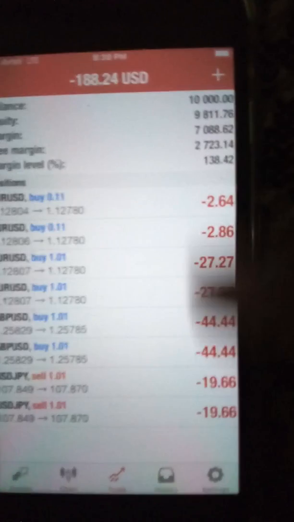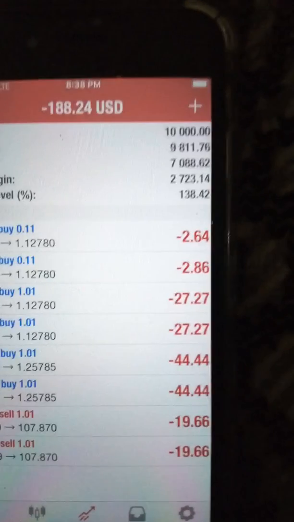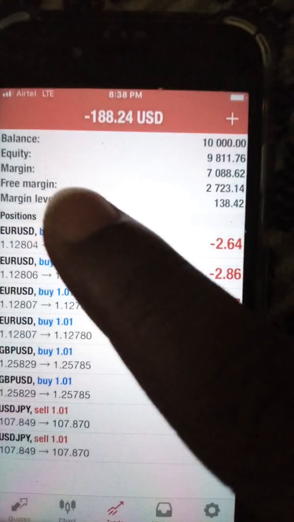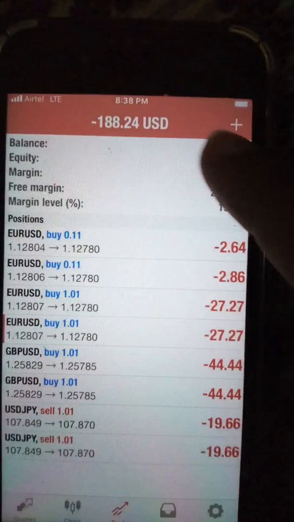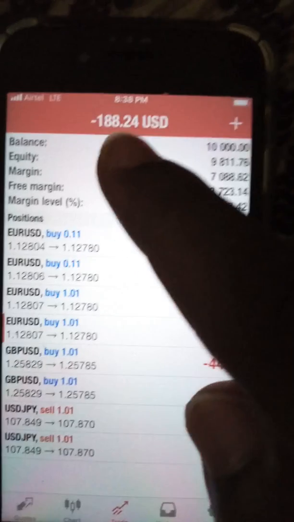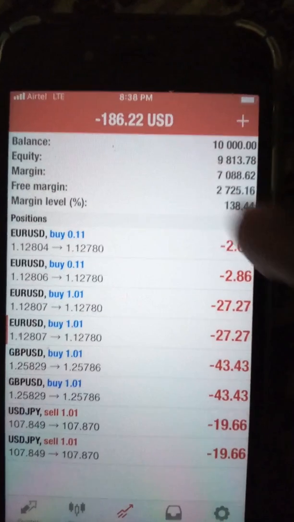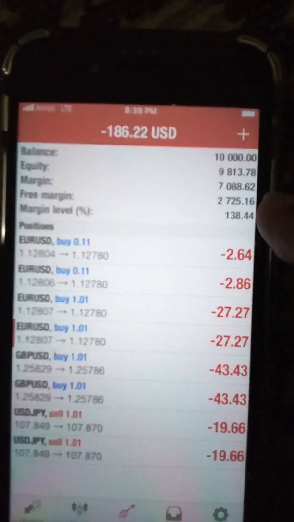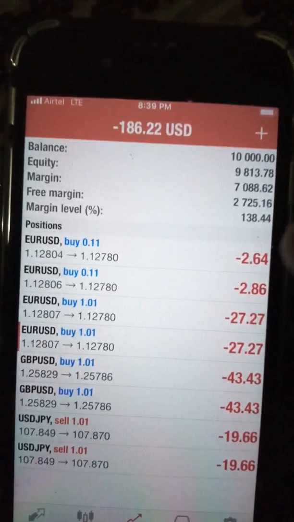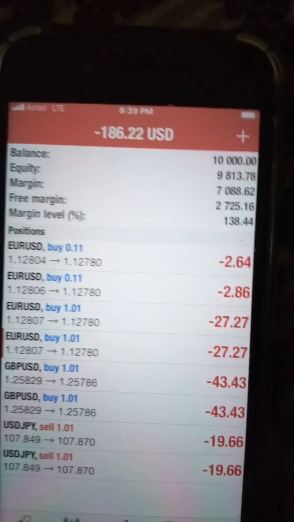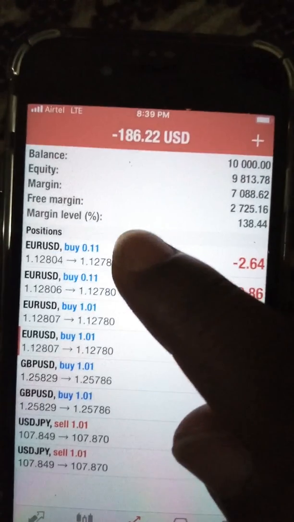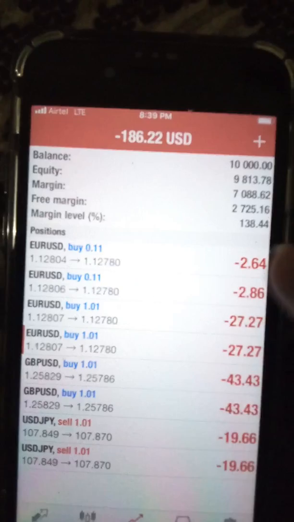Now I'm taking this because my capital is $10,000. Now when you look at here, your equity is the one dropping, not your capital. Your capital is your balance. Your equity is what shows if you are appreciating or you're making profit or not. Your margin shows 7,000 available for you to make more risk. Your free margin shows how much is available for you to make more stakes in a position. Your margin level percentage is 138%.